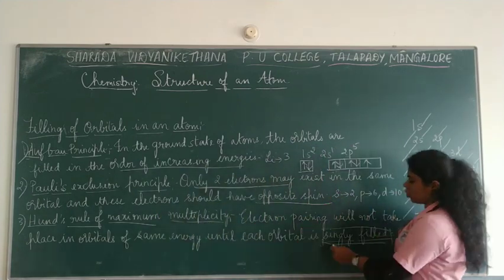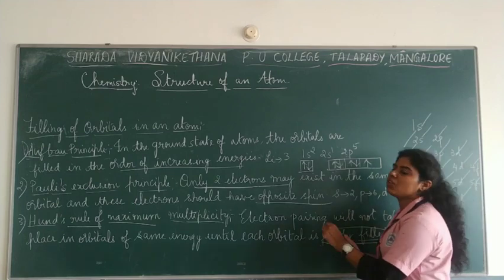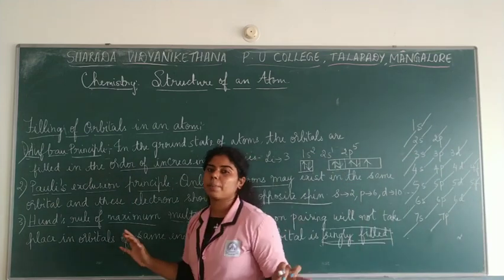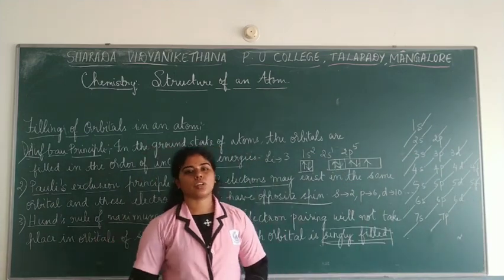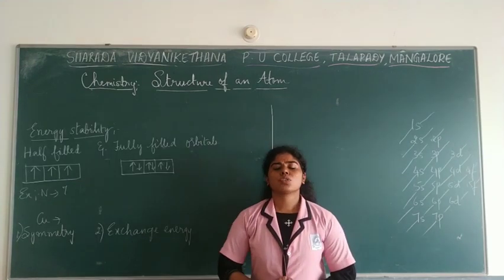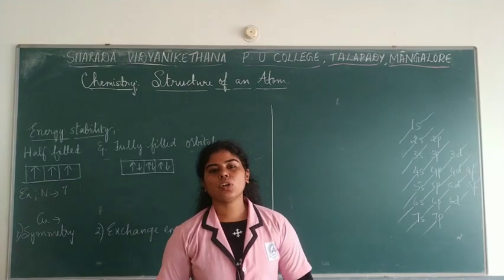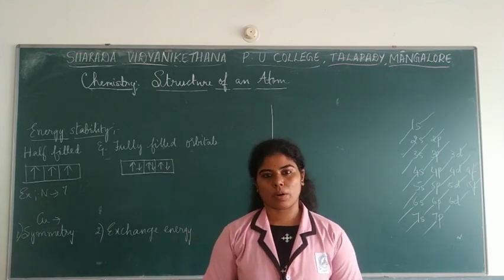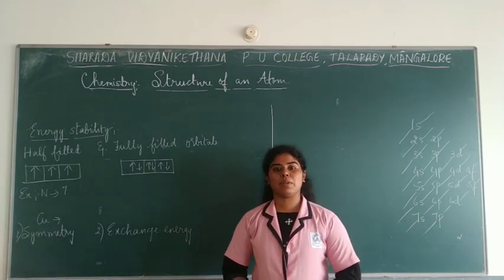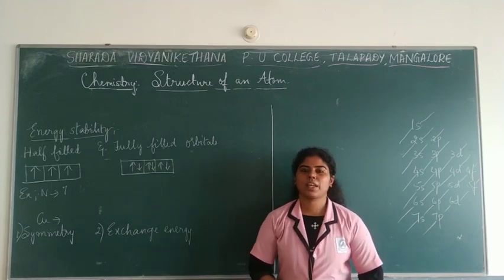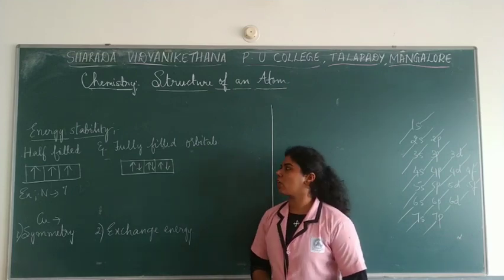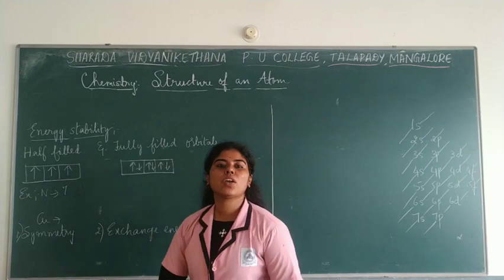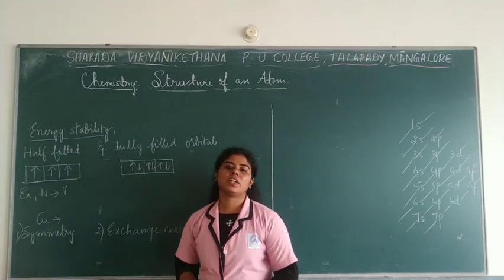That's why we say it should be singly filled and then you start pairing. So before that you can't pair up the electrons in a particular orbital. In the first chapter I had told you that the half filled and the fully filled orbitals are said to be very stable in view of the examples. Now let us talk about the energy stability of half filled and fully filled orbitals.